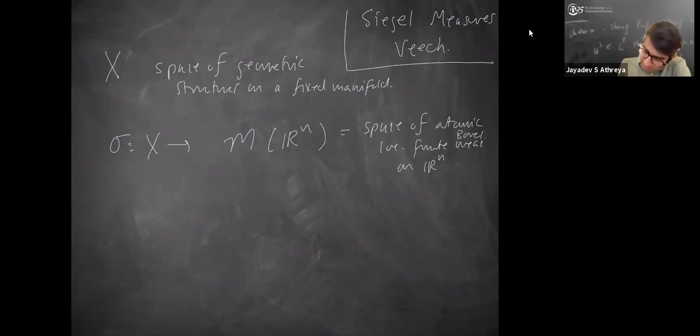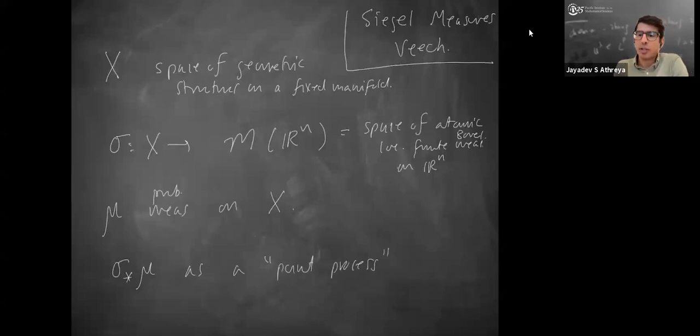This is now all very abstract nonsense, but I'm going to get to some very concrete examples in a minute. And maybe I also have some mu, which is some probability measure on X. Then I want to think about sigma star mu as a point process. You have a way of picking one of these random geometric structures. Associated to this random geometric structure, I have some collection of points in some Euclidean space. It doesn't have to be Euclidean space, but the examples I'm going to talk about today are. Then I want to think about pushing this measure forward, the measure on random geometric structures, to give me a random collection of points with weights in Rn.